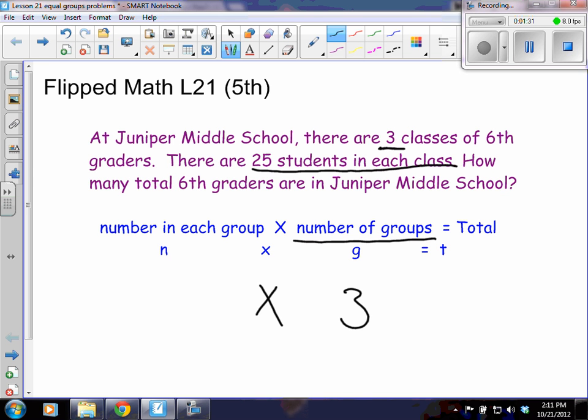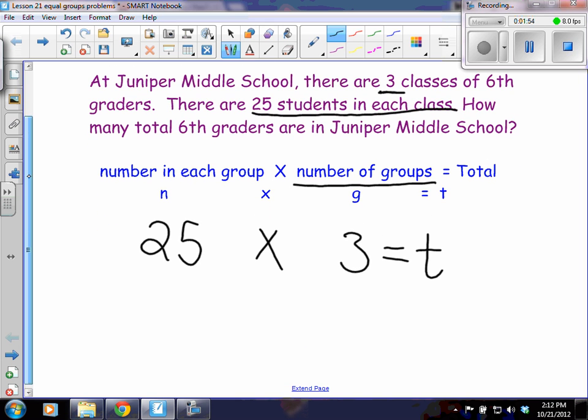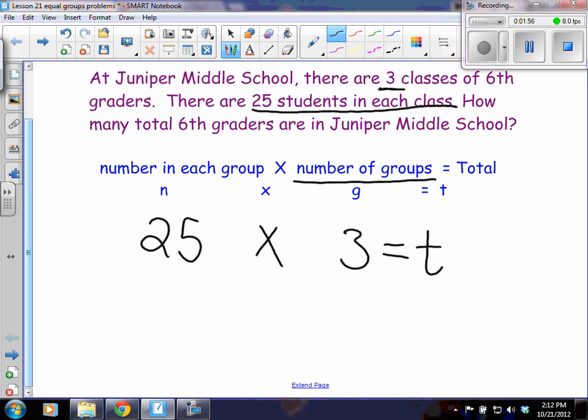And so, is that the total? Nope, it is the number in each group. And so our 25 represents the number in each group. And so as we finish step 1 of this problem, we see that our equation is going to be 25 times 3 equals t. And so we want to remember to set up our equation first when working with word problems. And then of course step 2 says we can solve this problem.